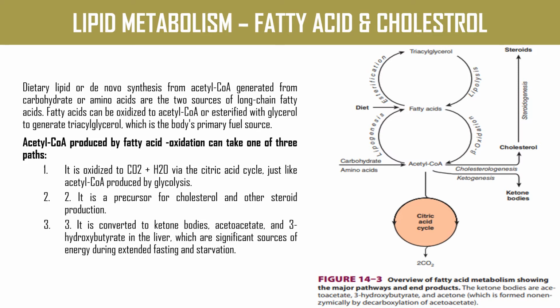Acetyl coenzyme A produced by fatty acid oxidation can take one of three pathways. First one, it is oxidized to carbon dioxide and water via the citric acid cycle, just like acetyl coenzyme A produced by the glycolysis. Number two, it is a precursor of cholesterol and other steroid products. Number three, it is converted to ketone bodies, acetoacetate and 3-hydroxybutyrate in the liver, which are a significant source of energy during extended fasting and starvation.